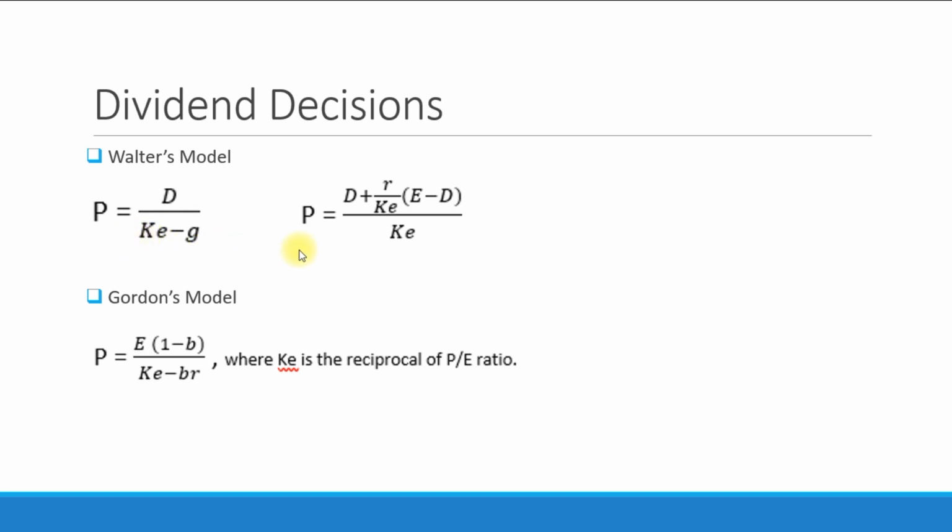Also, according to Walter's model, the following equation is also true: D plus R by KE into E minus D, by KE. So that also is true. Now the basics of that equation is that P is the prevailing market price of a share, D is the dividend per share, E is the earnings per share, and R the rate of return on the firm's investment.